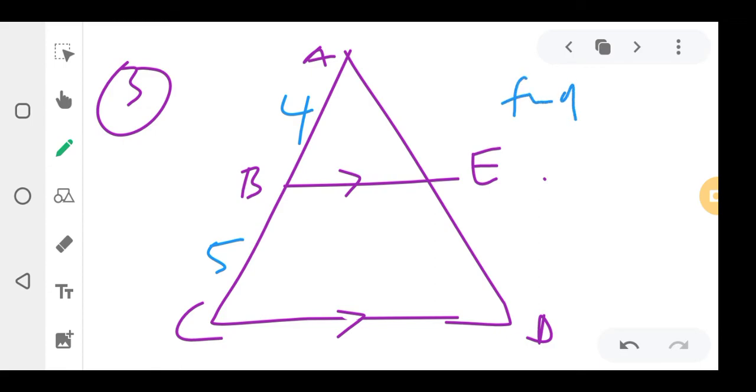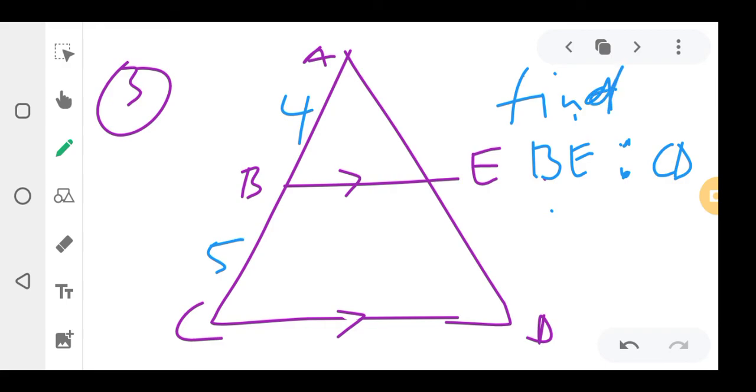find BE to the ratio CD. Have you seen? It's the same thing. Find BE, the ratio CD. Okay? The ratio CD. So what do you do? I said the same thing.